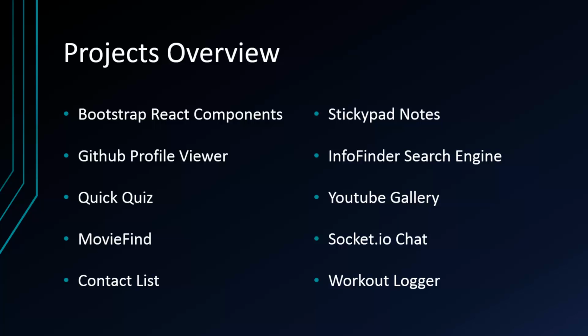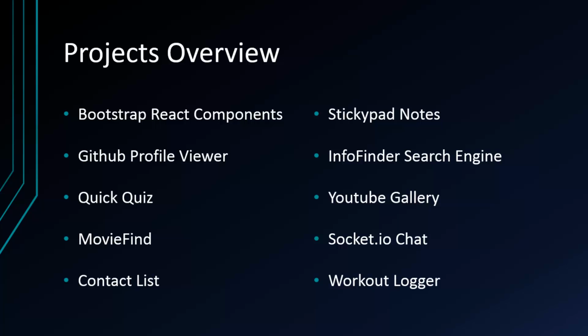Quick Quiz will be a simple React quiz application. We'll have Movie Find, which will work with the OMDB API to fetch movies from the database. Contact List will be creating a contact list and we'll have Firebase as our database. Sticky pad notes will be a really simple to-do list with sticky pad background images. Info finder search will be a simple search engine that will use the DuckDuckGo API to fetch data.